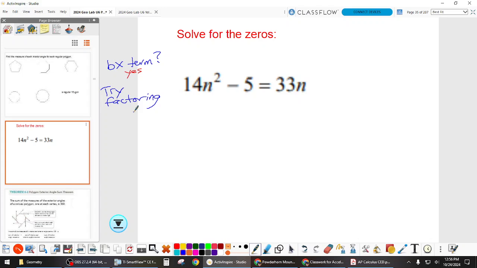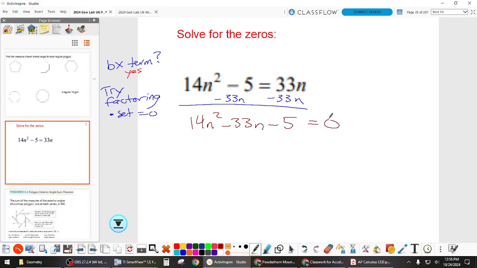Well, we need to do that anyway, so let's set equal to 0, so we need to subtract 33n. Do we have any like terms for 33n over on the left side that we can combine it with? No? Since this n doesn't have a squared, it's not the same. Okay? And then from there, I almost wrote the wrong thing.